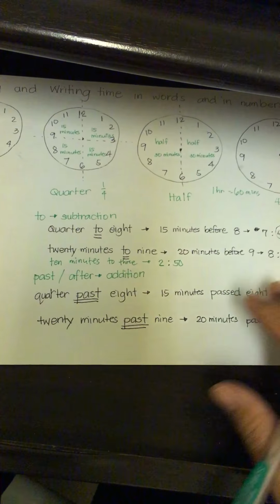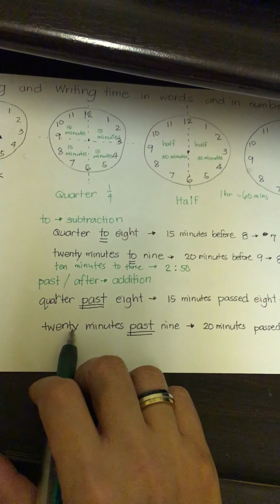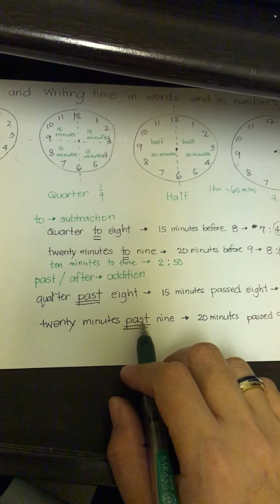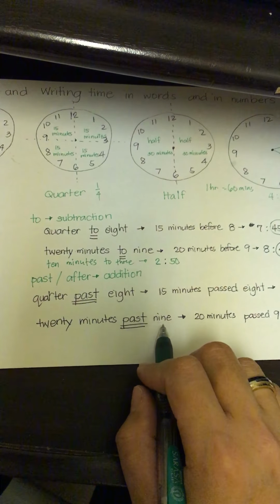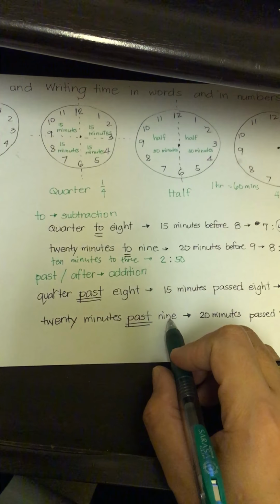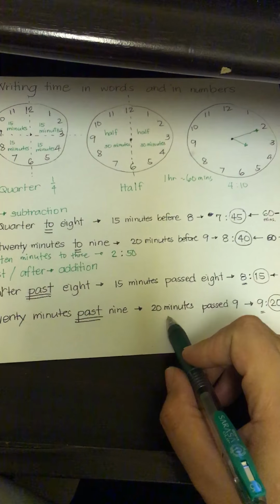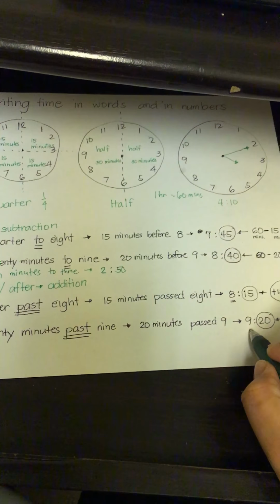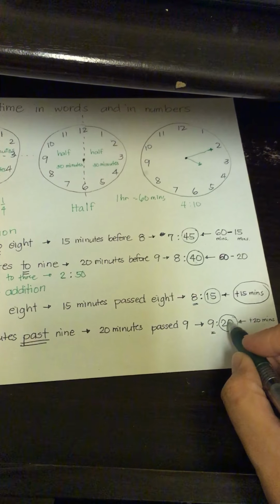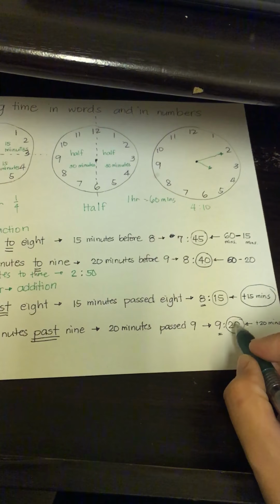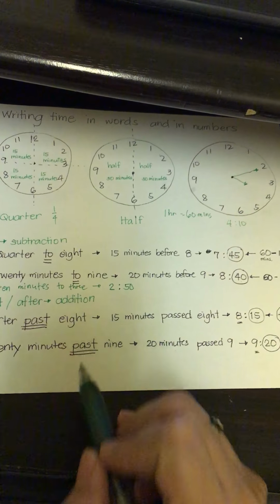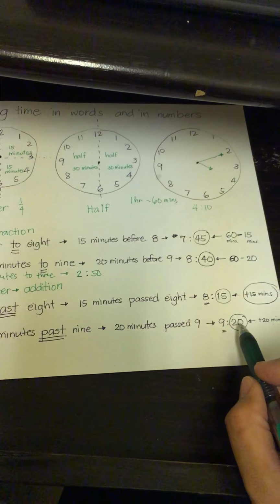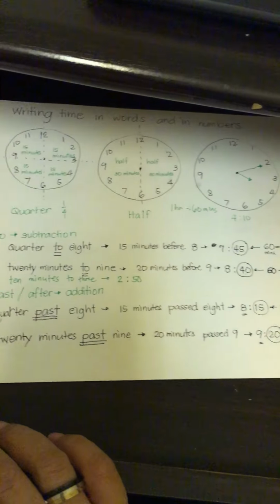Next, let's have this one: 20 minutes past 9. Again, we have the word past. It means 9 o'clock already passed by 20 minutes. So we have 9 o'clock already, and then we add 20 minutes in the minutes, because it says 20 minutes past. So it's 9:20.